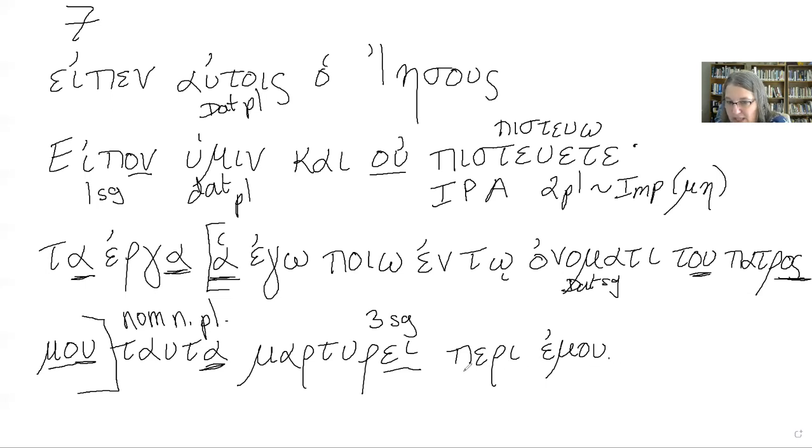Mou is the genitive, goes with the preposition peri. So we get these works testify about me. And with the relative clause, we get these works that or which I am doing in the name of my father testify about me. So that's sentence 7. Let me pause for a minute and we'll start with sentence 8.